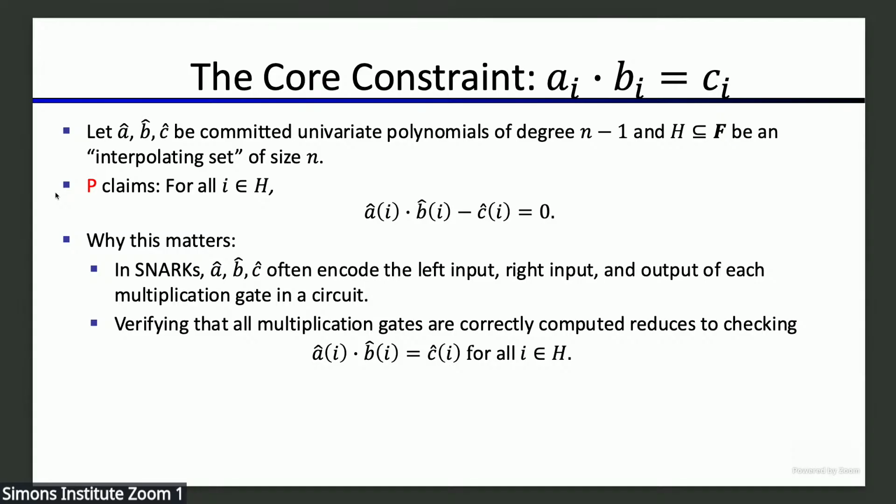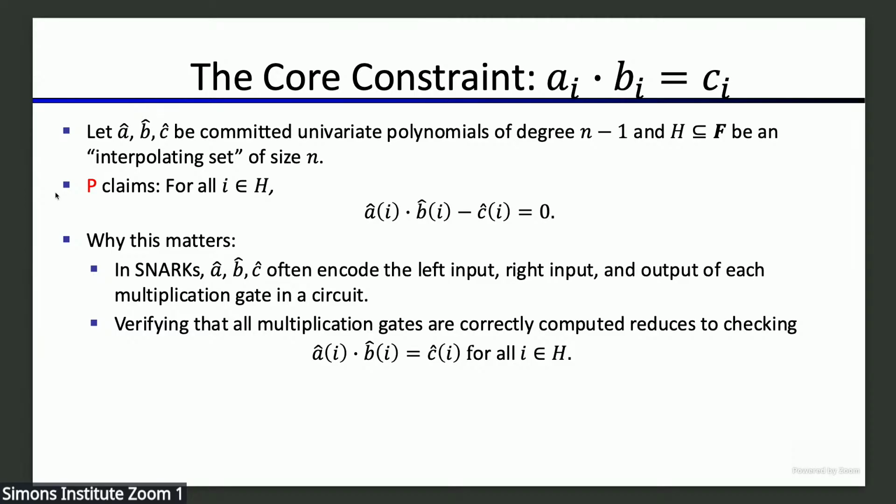It's just some set of size n. And the claim is that for every input in that set, this is a subset of the field. So for every field element in the set, if you evaluate A at that point, multiply it by B at that point, it equals C at that point.